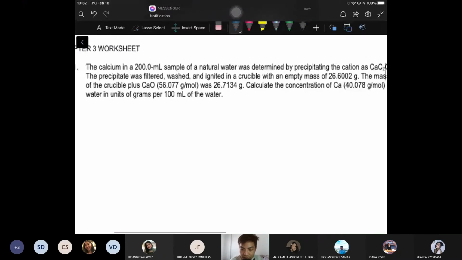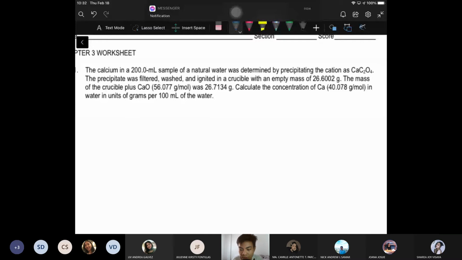Calcium in a 200 ml sample of a natural water was determined by precipitating the cation as calcium oxalate. The precipitate was filtered, washed, and ignited in a crucible with an empty mass of 26.6002 grams. The mass of the crucible plus calcium oxide, yung molar mass is 56.007 grams per mole, was 26.7134. Calculate the concentration of calcium. Yung molar mass ng calcium ay 40.078 grams per mole.